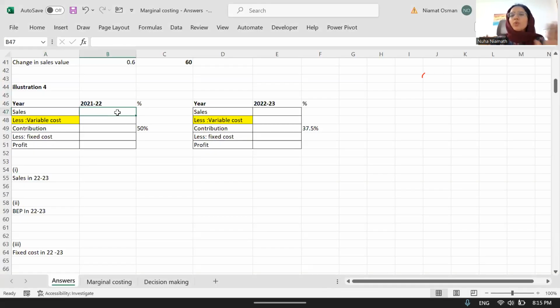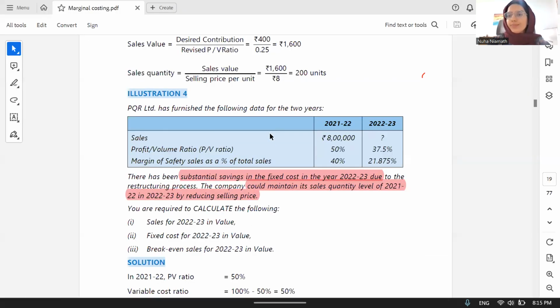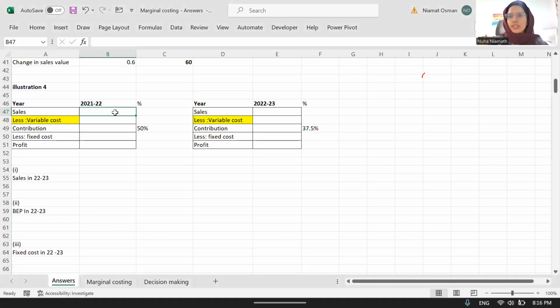I want everybody to draw this table: sales, variable cost, contribution, fixed cost, profit. So what is my sales for 21-22? 8 lakhs, right? Given in the question. Is everybody following? I hope everybody is following. We have 8 lakhs as our sales.